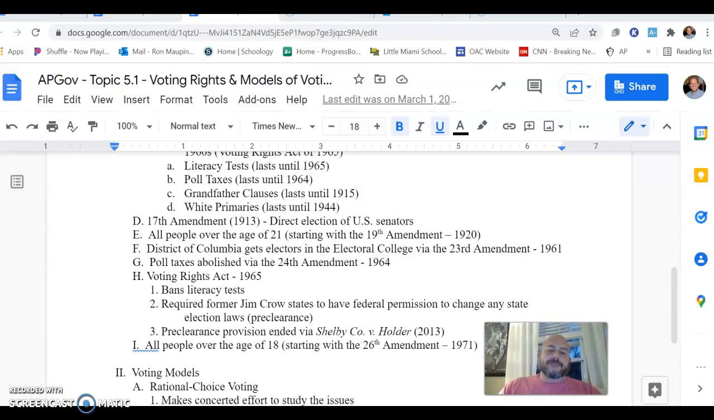And then the most significant recent expansion of democracy is going to come during the Vietnam War era, with the 26th Amendment being ratified in 1971, which lowers the voting age down to 18. I mention this being of the Vietnam War era because the Vietnam War is going to play a critical role in why this amendment was ratified.